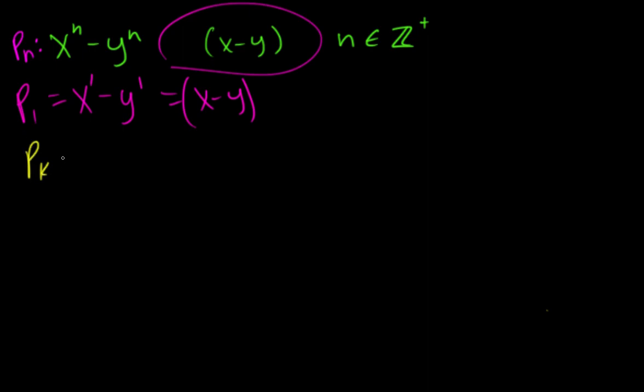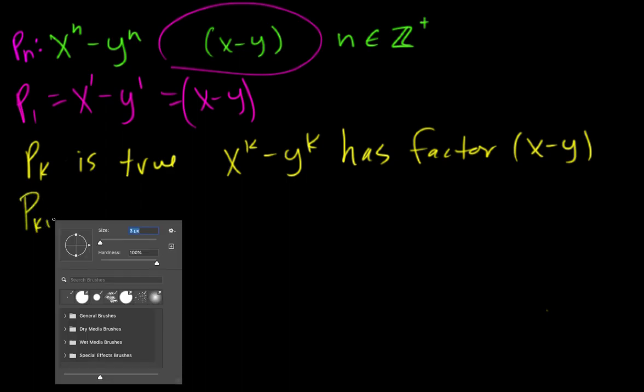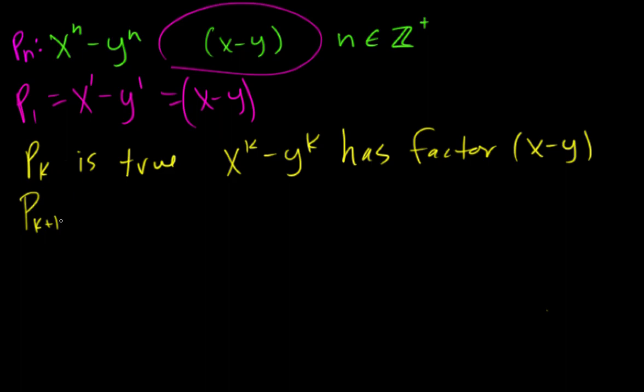So now we can say Pk is true, and Pk is x to the k minus y to the k has factor x minus y. Once again, k is positive integers. So if that's true, now we're going to prove that P of k plus 1 is true. And so we're going to say x to the k plus 1 minus y to the k plus 1, and we need to prove that that has a factor of x minus y.